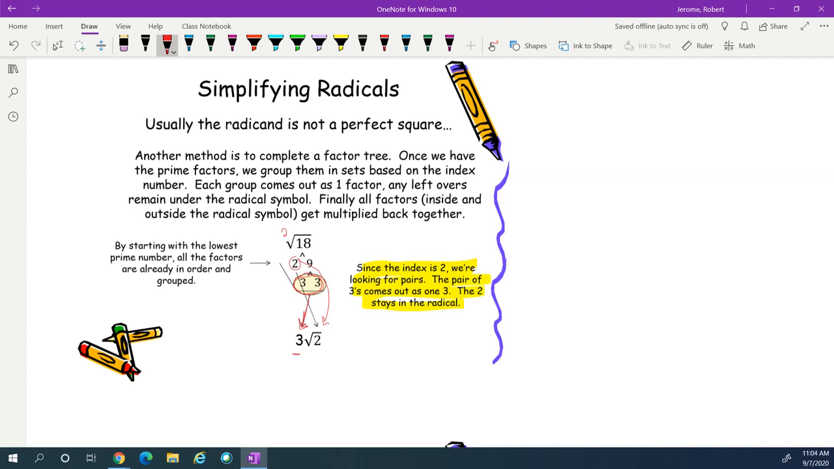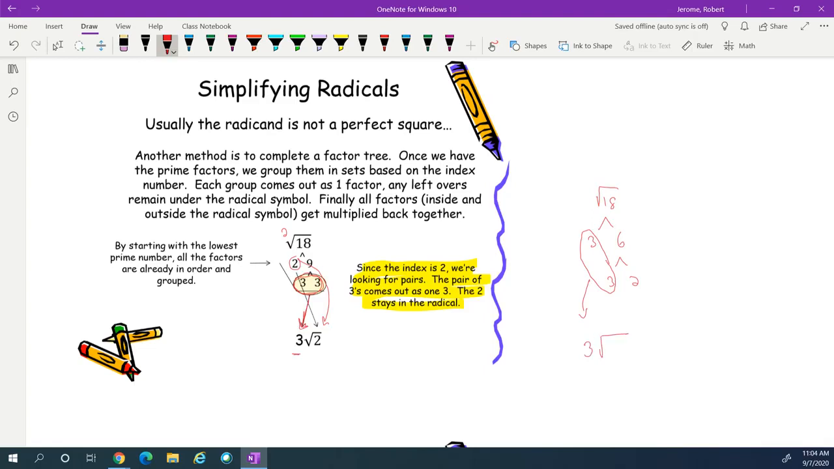Now, you can do your factor tree however you want. For example, let's come over here on the right, 18. Well, I can split that into a 3 times 6. And then the 6 is broken into a 3 times 2. And as you can see, there's my pair, 2 of the same number. The pair goes out as 1.